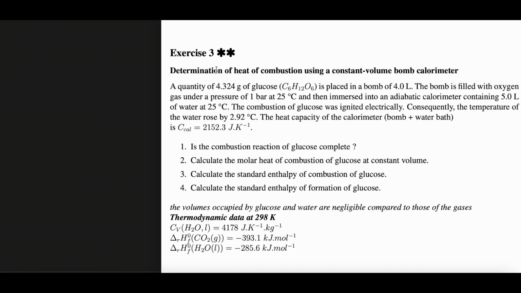In this third exercise of the fourth worksheet, we are going to solve this problem. Here we have a combustion reaction of glucose that is carried out in a calorimeter, and we are given the mass of the glucose and the heat capacity of the calorimeter, which is equal to 2152.3 J K^-1. The first question is to determine if the combustion reaction of glucose is complete.